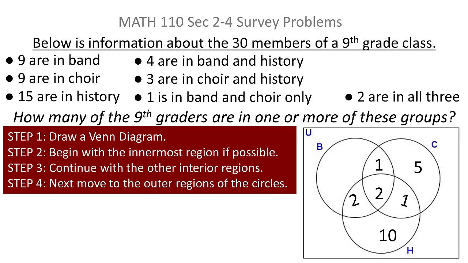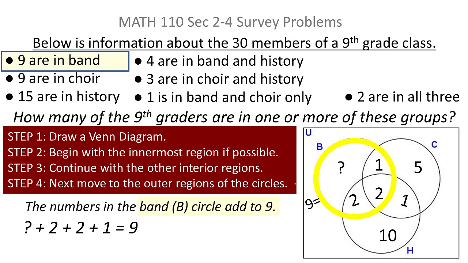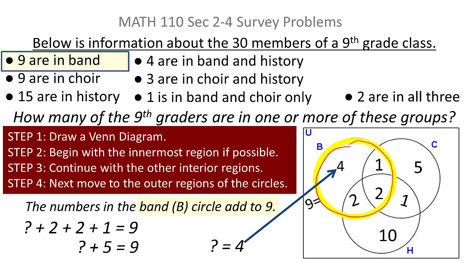And finally, you go to the band circle. There are 9 in that as well. So everything inside of the band circle, this plus this plus this plus this, has to come out to be 9. So 2 plus 2 plus 1 is 5. Subtract 5 from both sides, and you'll find out that there are 4 who are in band only. But a total of 9 who are in band.